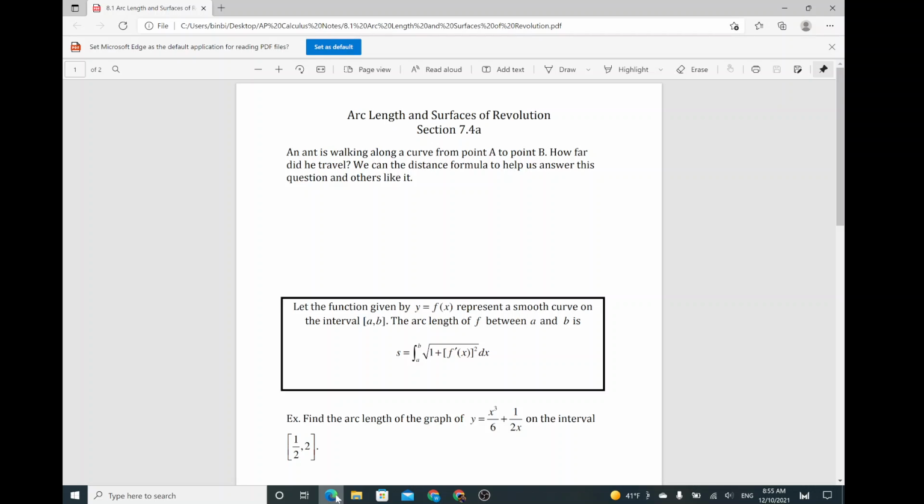Today I would like to talk about one of the units. I believe this one is chapter 8, parts 8.1 and 8.2. It's about the arc length and the surface of revolution. So let's start off with the arc length.